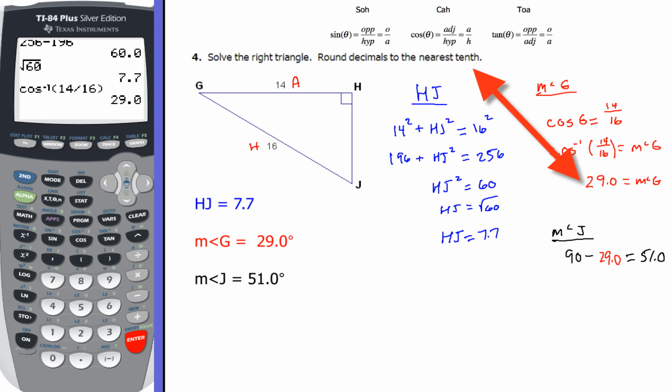Now the directions say round decimals to the nearest tenth, so we've got to make sure that we have the 0.0 there. Then to find angle J, we're just going to do 90 minus that 29.0 that we just found, and that'll give us 51.0. Then over on the left-hand side, just make sure that you identify the values for all the pieces that you found.